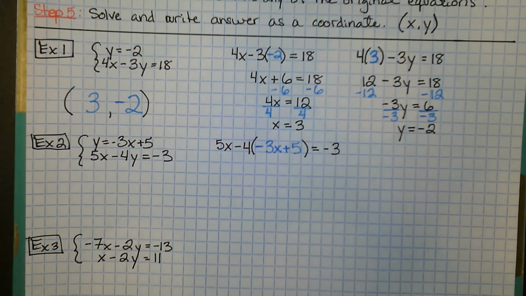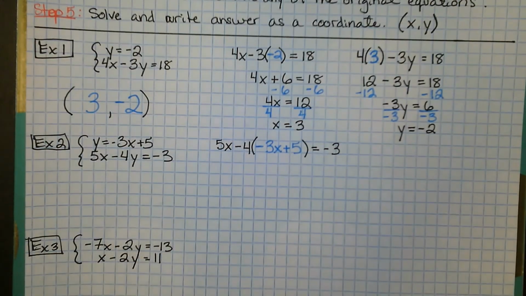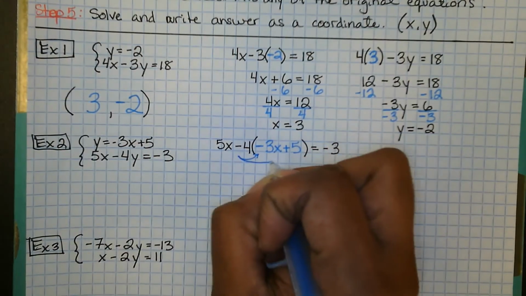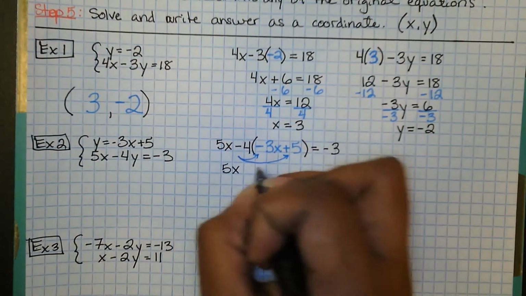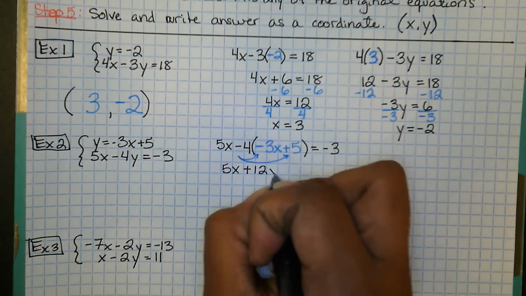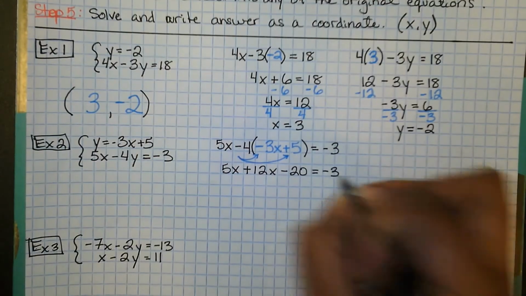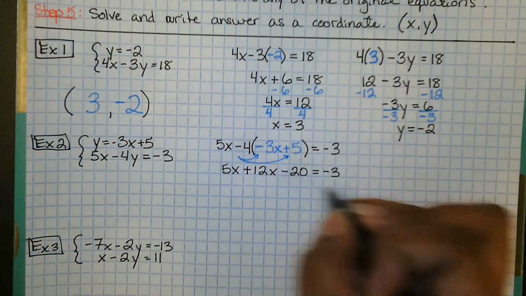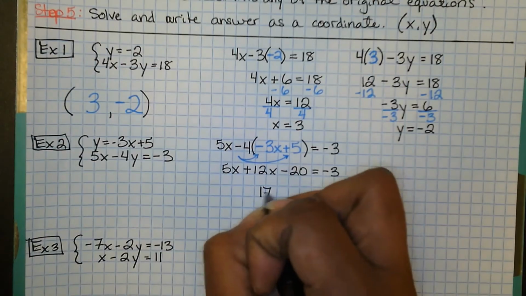And then from here, you go ahead and distribute, because in order to solve, we have to get x by itself, but we can't as long as there's an x in the parentheses. So distribute to get rid of the parentheses. So that'll be -4 times -3x and -4 times 5. Okay. Then we combine like terms. 5x plus 12x is equal to 17x.